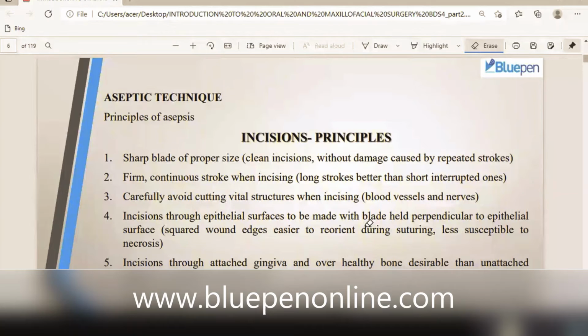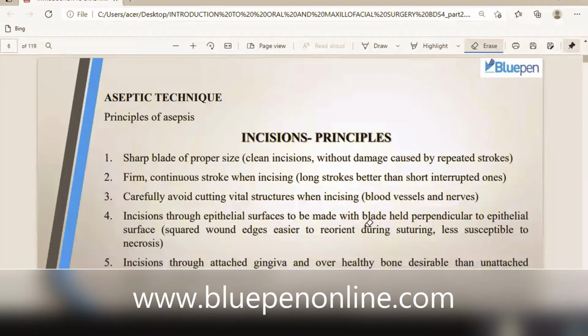Okay. Then incisions through attached gingiva and healthy bone are more desirable than unattached gingiva and missing bone, because if you place this flap over a place where there is no bone or a bone injury, healing will not take place. It will cause more and more damage to the patient. So whenever you place the flap back, you have to make sure that the underlying bone is healthy, intact bone. You get me?